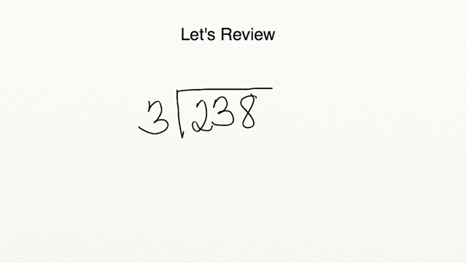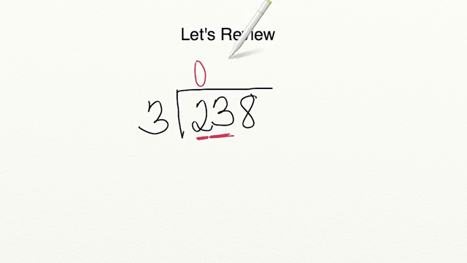Let's review what we've learned in today's lesson. When you're dividing, your first step is to find out how many times your divisor can fit into your first digit of your dividend. If your divisor is larger than the first digit in your dividend, you need to put a 0 as a placeholder and move into the next place value over.